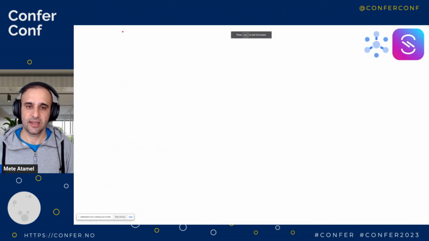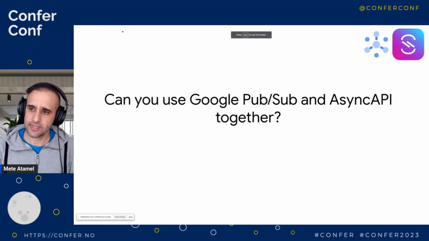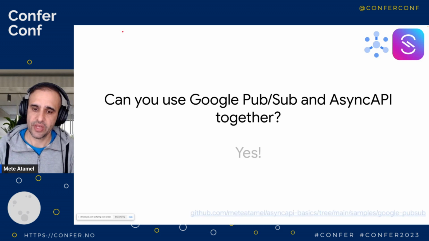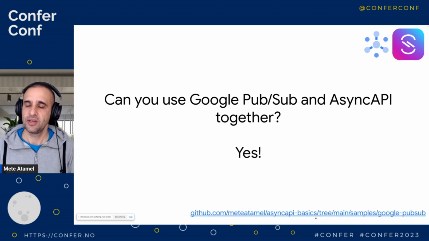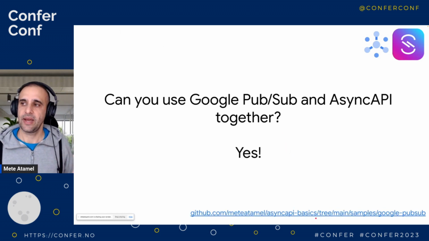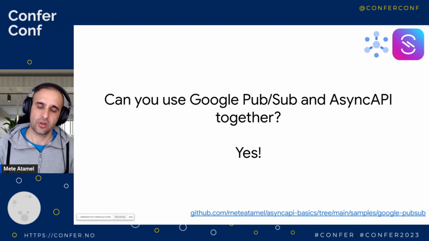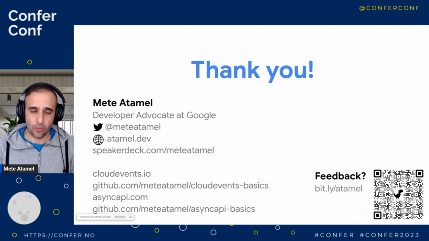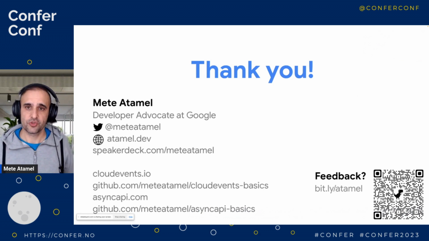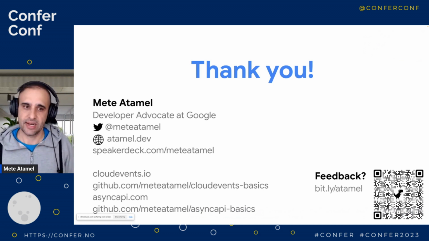And similarly, if you want to use PubSub and Async API together, you can do that. And I show you an example here. This is because Async API has Google Cloud PubSub bindings that were implemented by an engineer at Google. And with that, you can support PubSub as well. All right, I think I'm almost out of time. So hopefully this was useful to you, using CloudEvents and Async API.